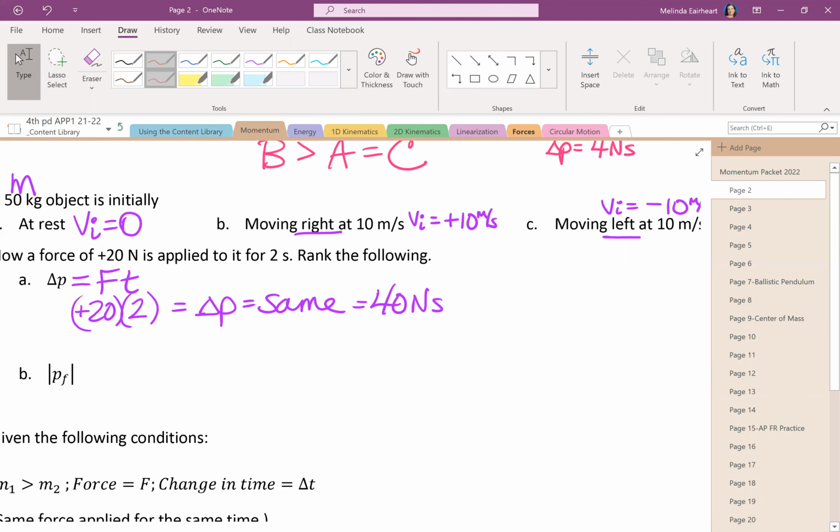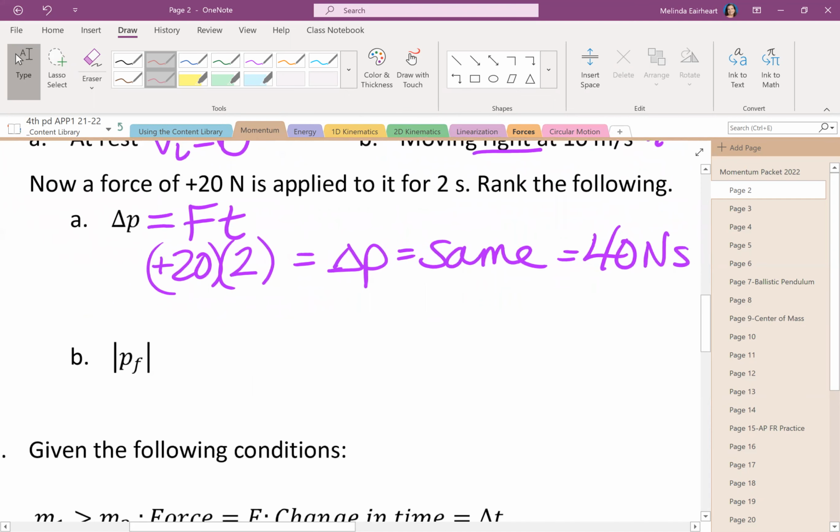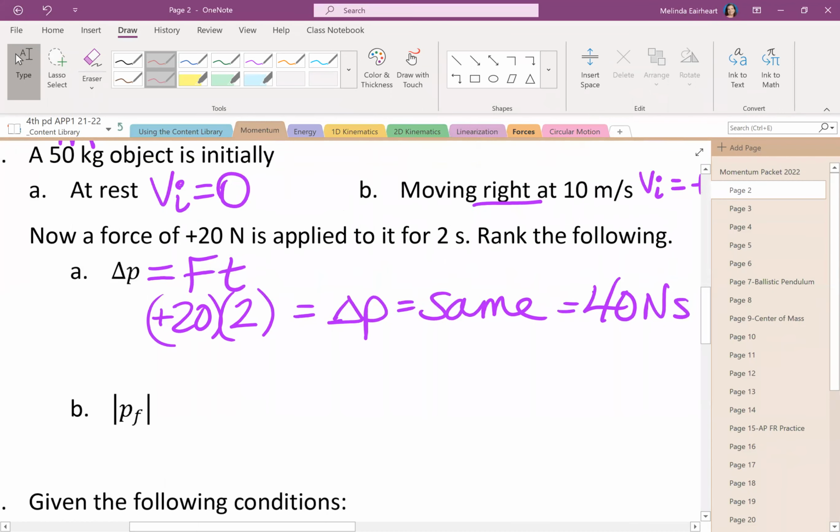What do those two parallel lines mean? Absolute value of your final answer. It doesn't mean ignore direction completely, just from your final answer. And so let's take a look at A. So delta P equals final minus initial momentum. And for object A, it started at rest. What's its initial momentum? 0. So this zeroes out. And so your final momentum would be that 40 Newton seconds.